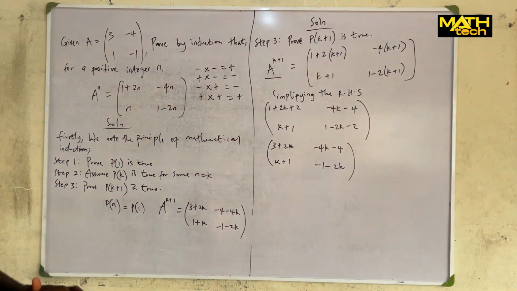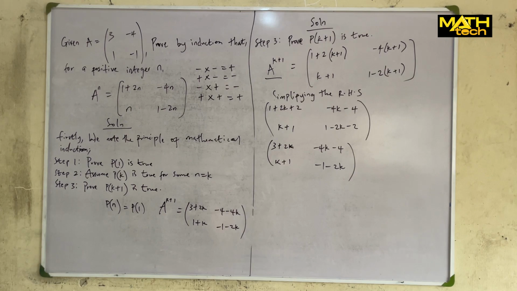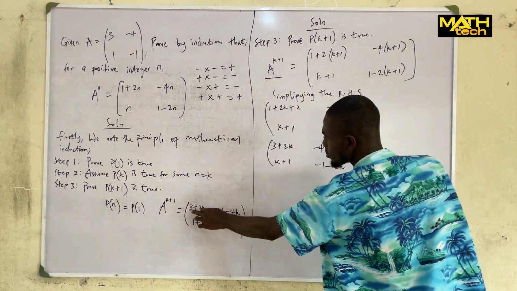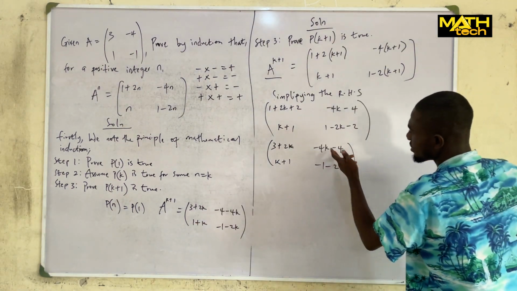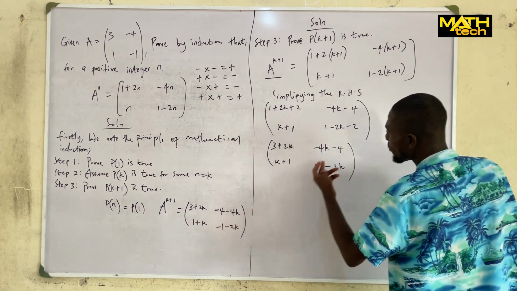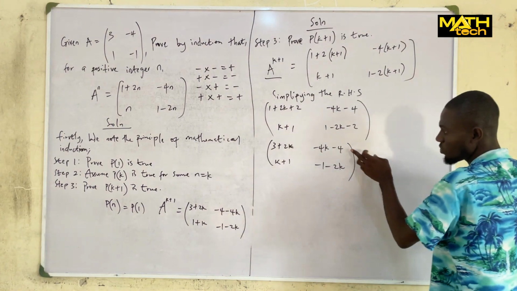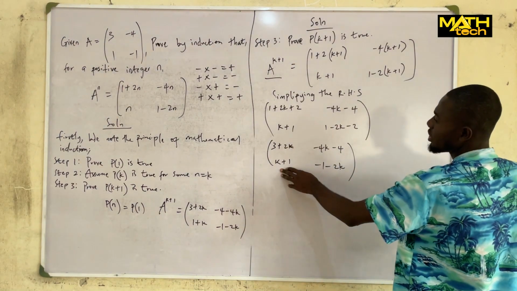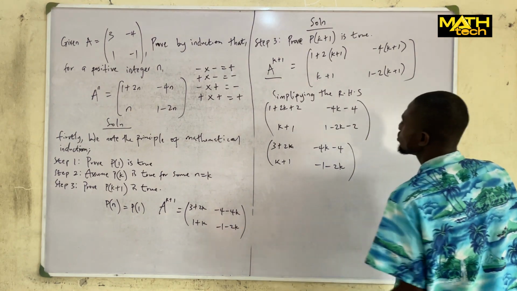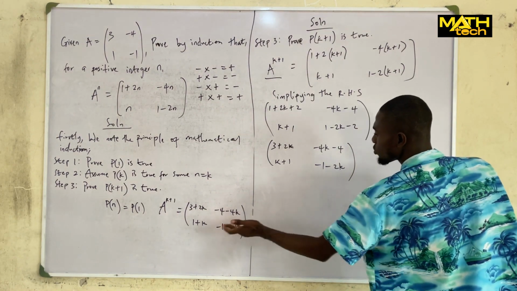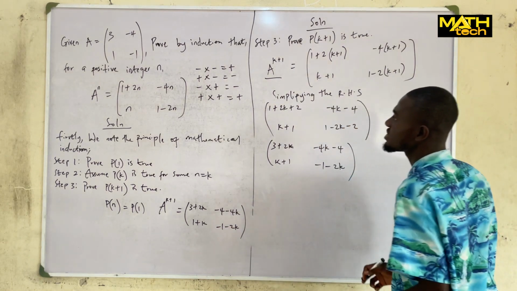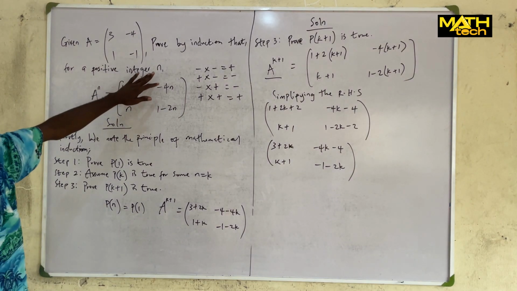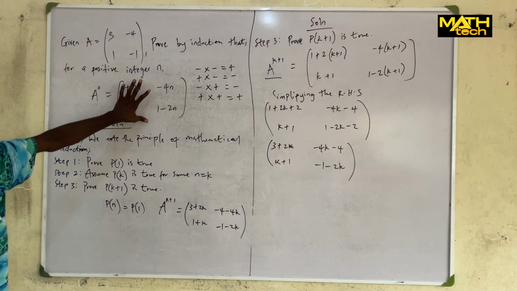Now let's compare if the result we got from the right hand side is equal to the result we got from the left hand side. Our result from the right hand side, you see this 3 plus 2k, the first value in the first row, is the same thing for the left hand side. Same thing for the second value here, minus 4 minus 4k. And also here, 1 plus k, and here we also have k plus 1, same thing. And we also have minus 1 minus 2k, same thing as this. So it means that we have successfully proved by induction that for a positive integer n, a raised to the power n is equal to this.